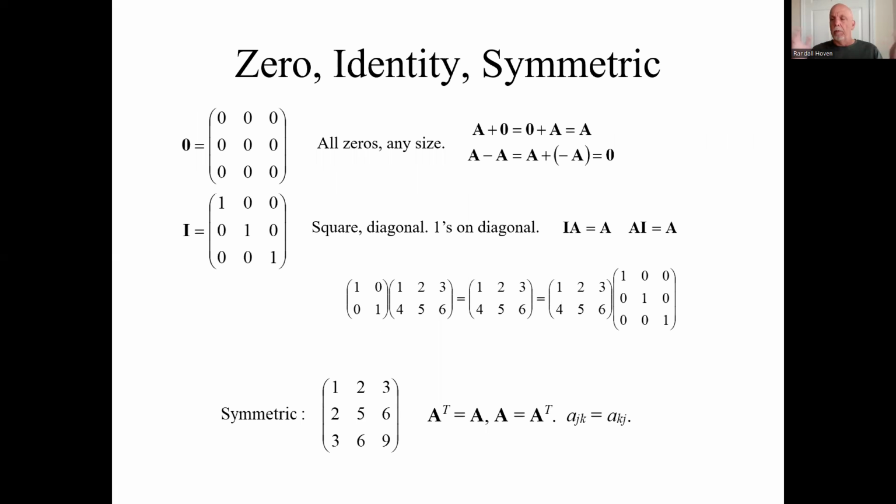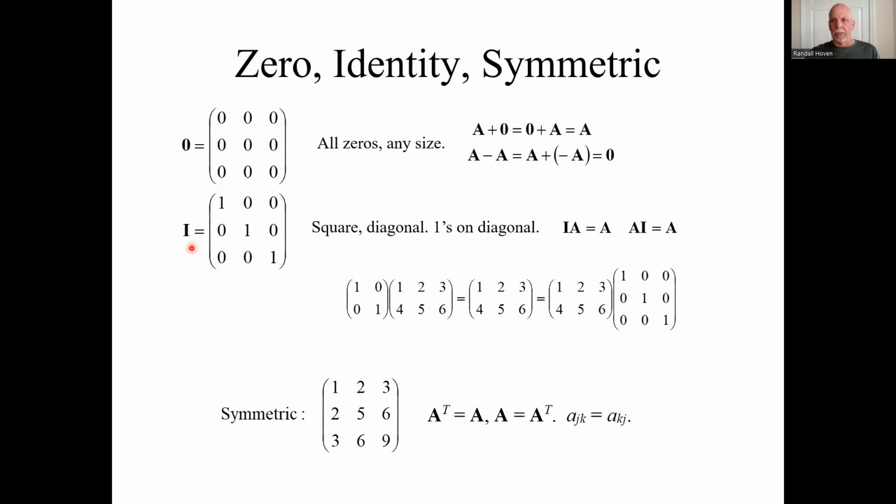The zero matrix is a matrix of all zeros. It could be any size. And if you add the zero matrix to any other matrix, you get that matrix again. So like normal arithmetic, you add the zero matrix to a matrix, you get that matrix. If you subtract a matrix from itself, you get the zero matrix.